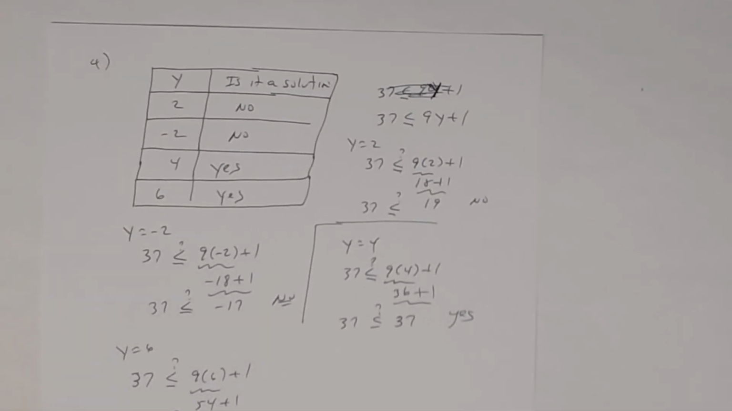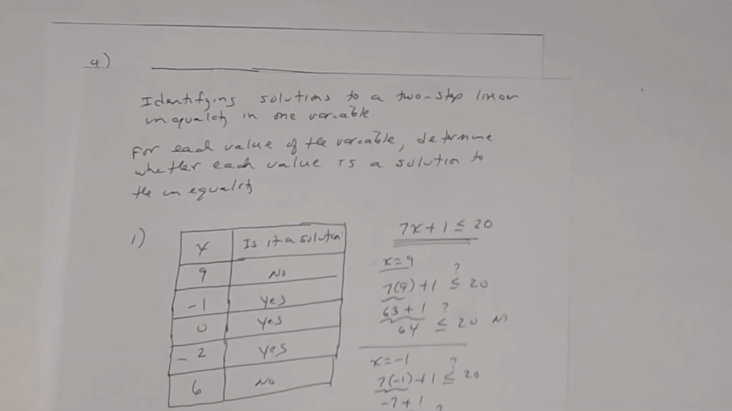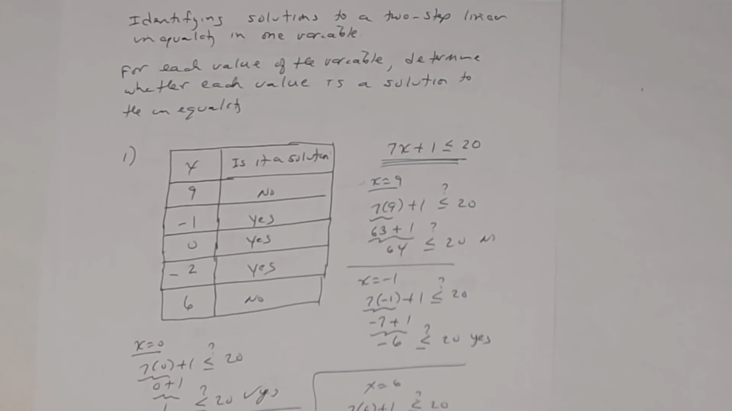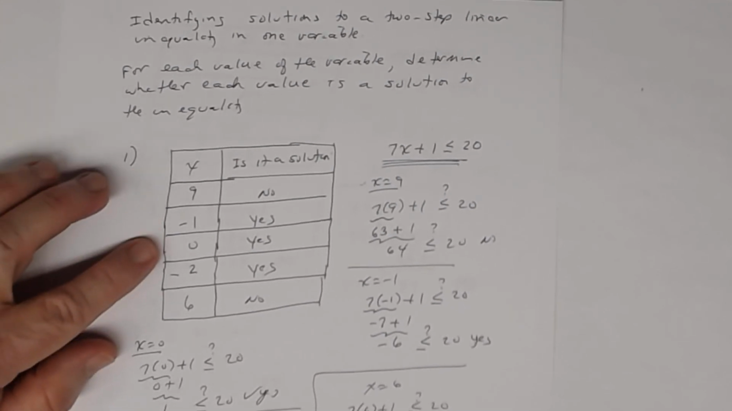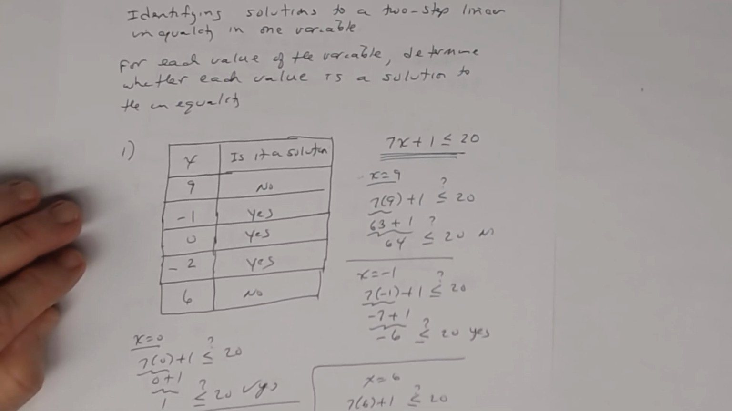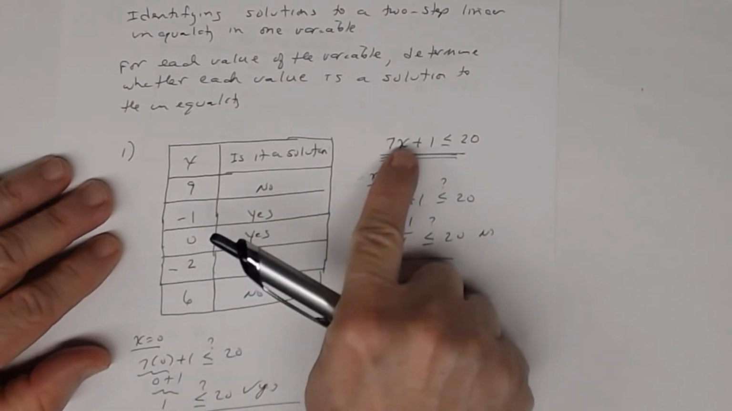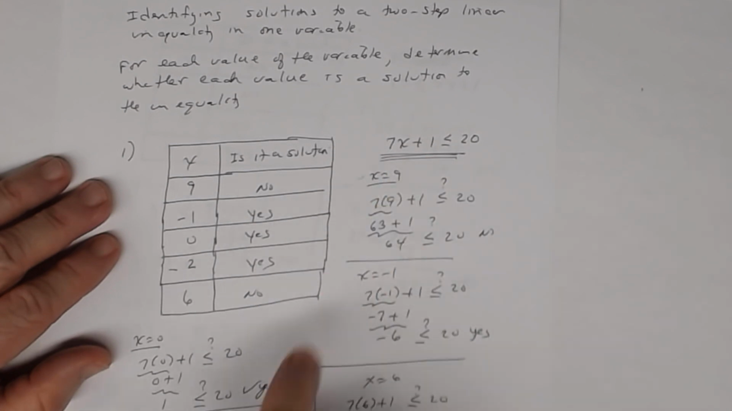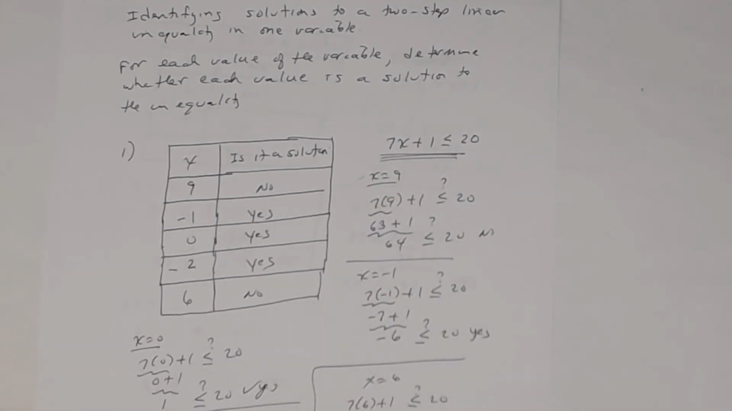All right, so that is how you're going to determine if a value of a variable is a solution to an inequality. All you do is substitute and check to see if the inequality is a true statement. If it's a true statement, it's a solution. If it's not, it's not a solution. All right, so that's the end of this lesson.